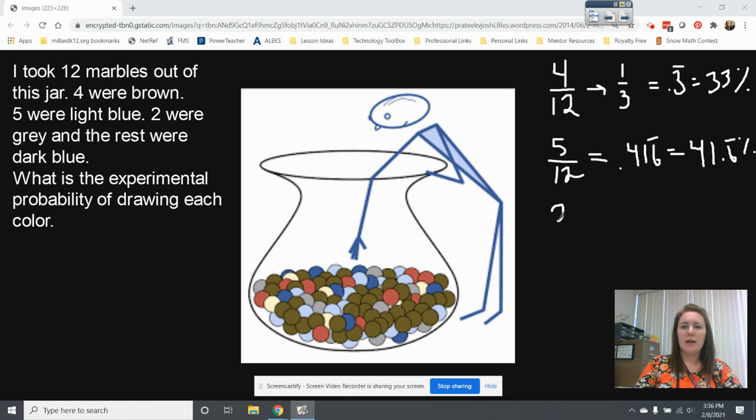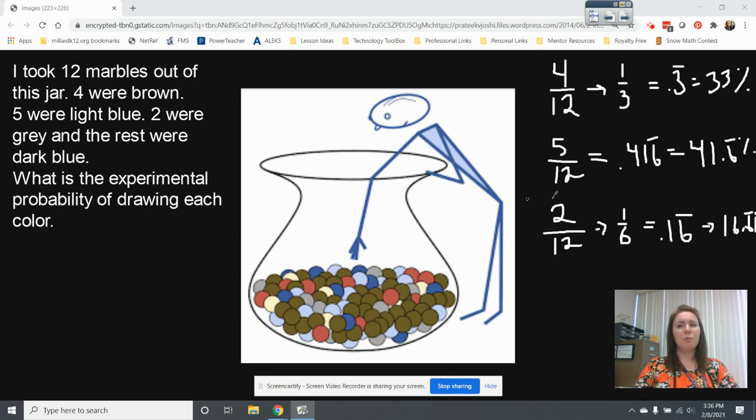Okay, 2 were gray. So that's just 2 out of 12. So that simplifies to 1/6. Hey, 1/6. Whew, man, I got a lot of repeating decimals. 0.16 repeating. So 16.6%, which is approximately 17%. So approximately 17% of the time, I got gray. And it says the rest were dark blue.